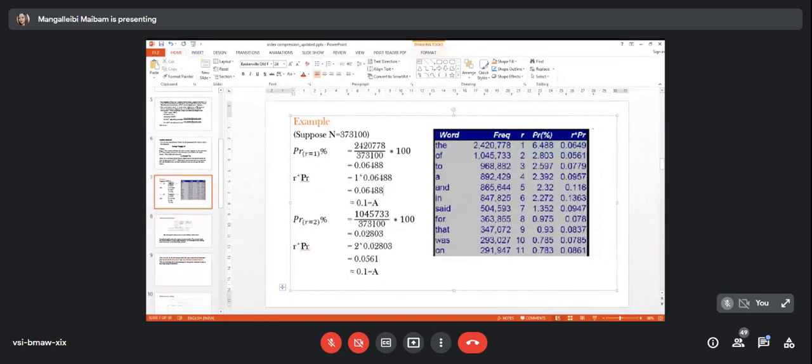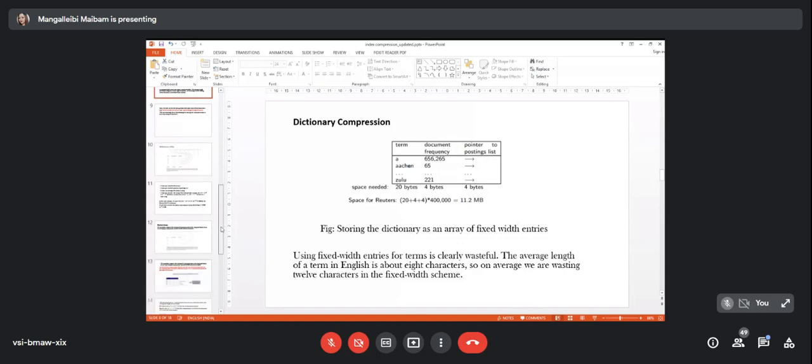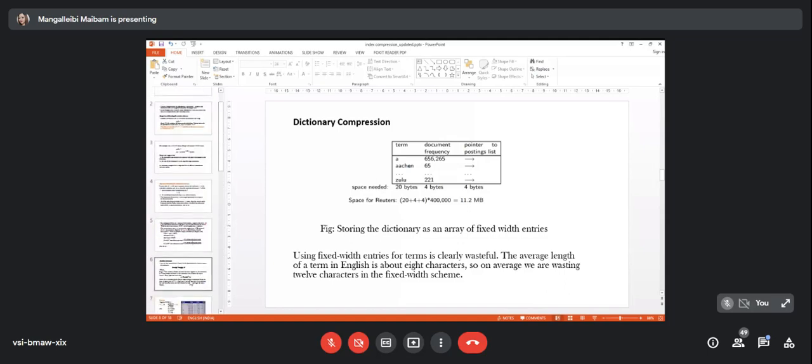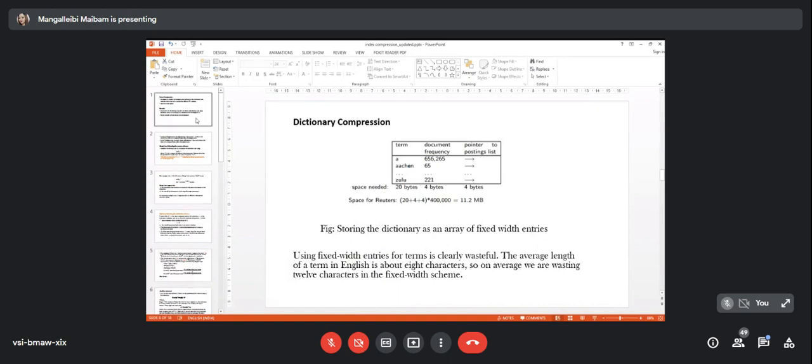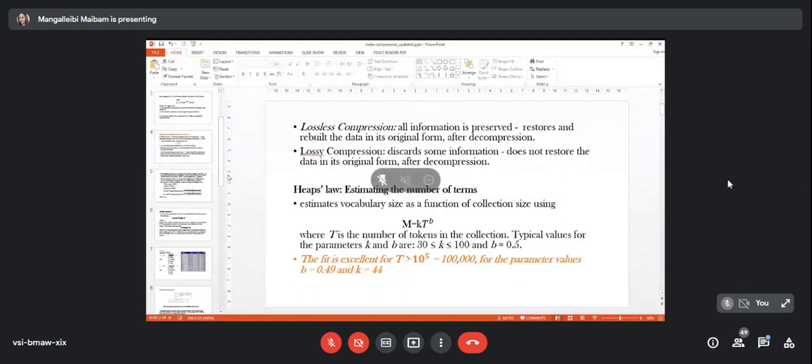I'll share this one, and you can solve it and show me the answer by tomorrow. We will do dictionary compression tomorrow, because we have only 5 minutes and cannot complete it today. So what we have done today: index compression, types of compression, lossless, Heaps' law, and Zipf's law.